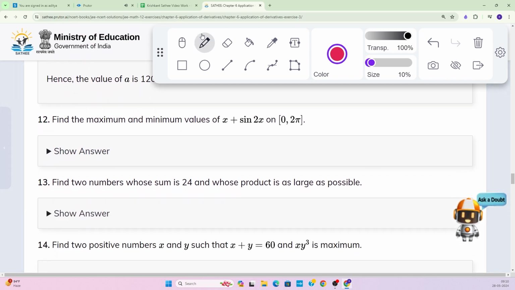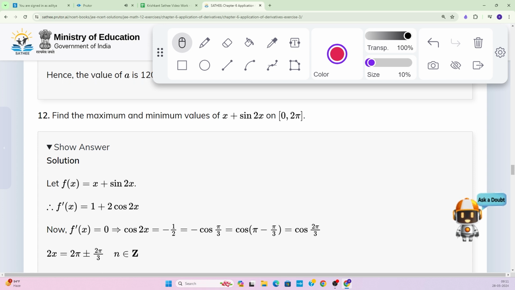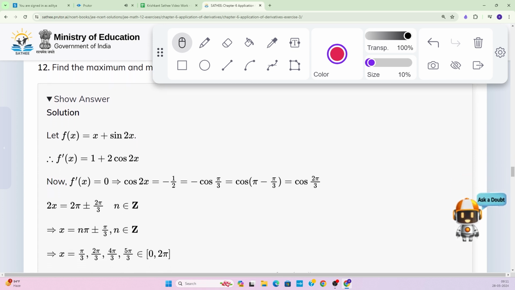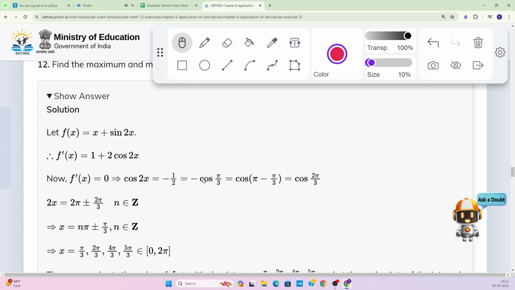Now 12th, find the maximum and minimum value of x plus sine 2x on the closed interval 0 to 5. Find the first derivative. It will be 1 plus 2 cos 2x, put it equal to 0. You will have cos 2x equals minus half. This means minus cos pi by 3, this means pi minus pi by 3, this means 2 pi. And we know that when cos x equals cos alpha, then x equals 2.